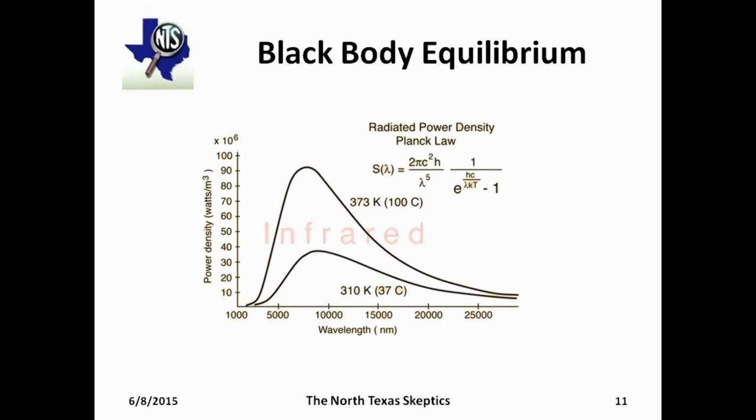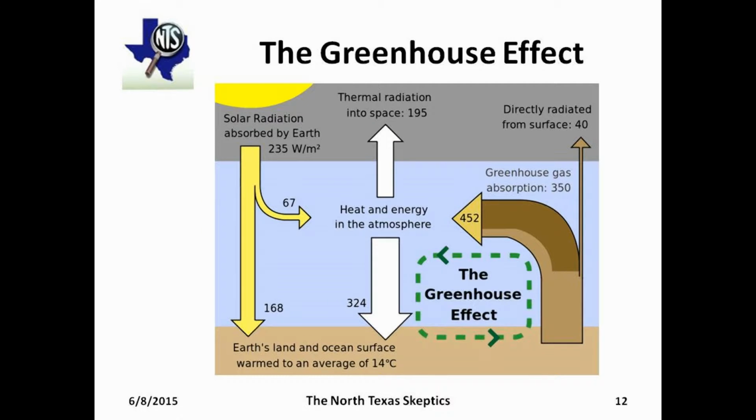Here's the principle of black body equilibrium. At the temperature of the human body, 37 degrees Celsius, a surface radiates in the 10,000 nanometer wavelength. This is the wavelength that's prominently absorbed by greenhouse gases. Here's an overall illustration of the greenhouse effect, and you can look at this later on, but I've broken it down.